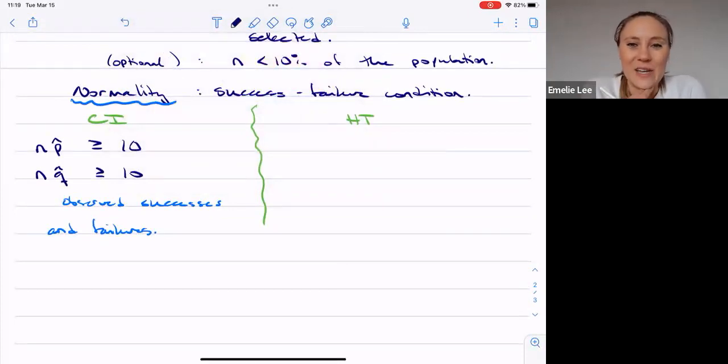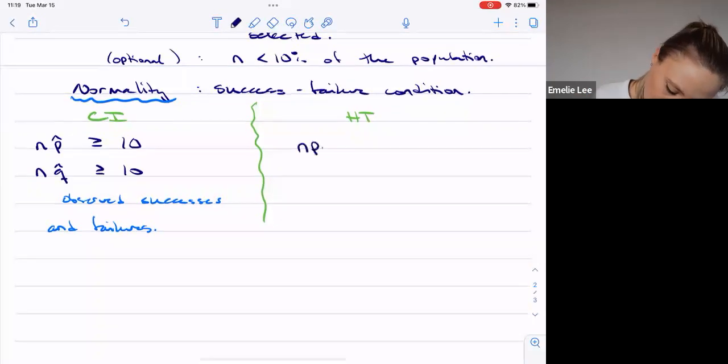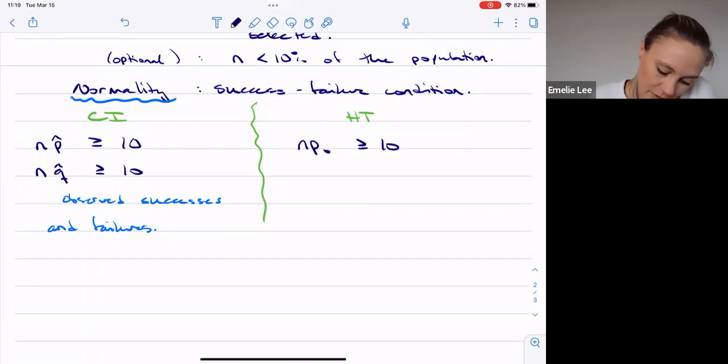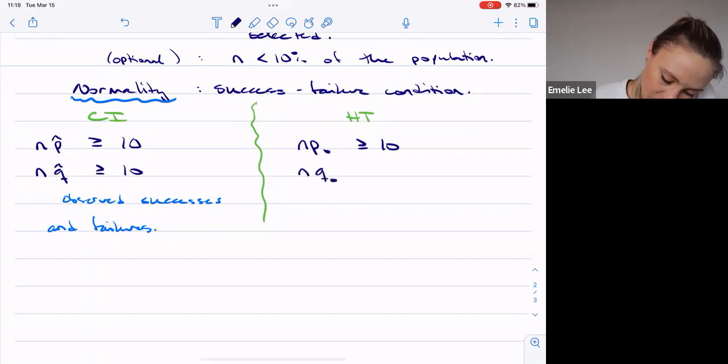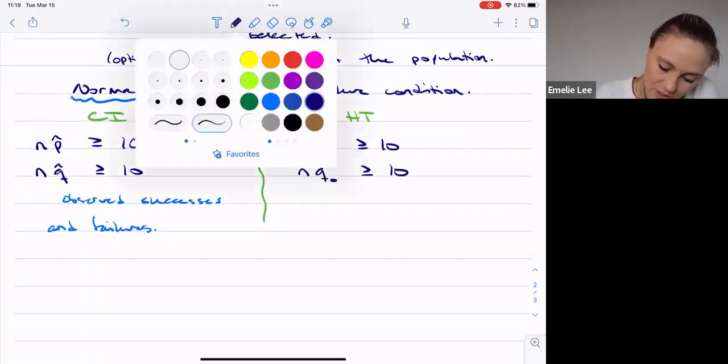Whereas if I'm doing a hypothesis test, really what I have to do is skip ahead and figure out what my null hypothesis is, because I'm going to need to use my null value. So n times p naught has to be greater than or equal to 10, and n times q naught has to be greater than or equal to 10.